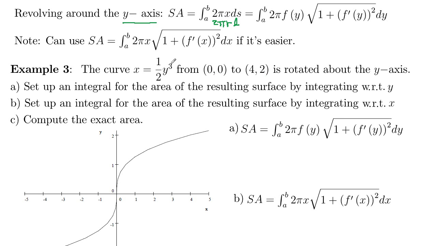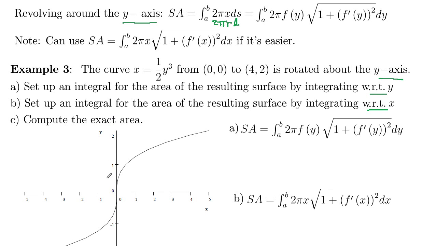We want to take the curve x equals 1/2 y cubed from (0, 0) to (4, 2). We're rotating around the y-axis here. We're going to set up the integral for the area with respect to y and with respect to x, and then we'll compute the exact area using whichever integral is easier.